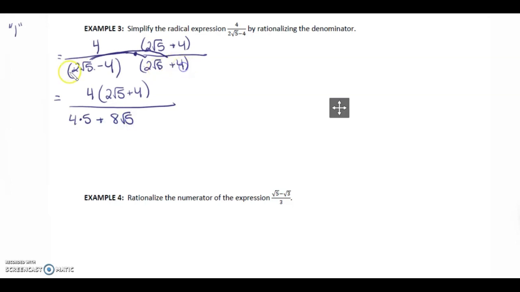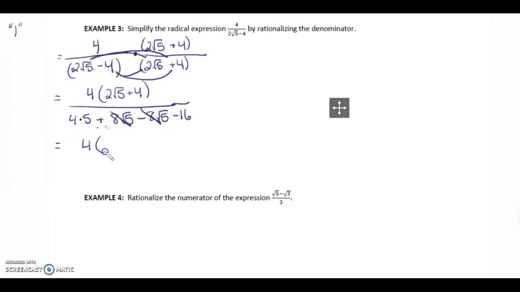Right, 4 is the normal number, 2 is the normal number, so 8 root 5. Minus 4 times 2 root 5 is going to be minus 8 root 5. And minus 4 times 4 is negative 16. Right, because those are just normal numbers. Remember, those are not radicals, so it's minus 16. Okay, these two middle numbers, one's a positive, one's a negative, they're the same number, they cancel out.